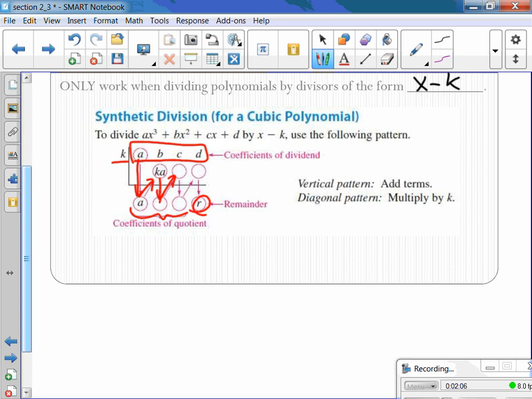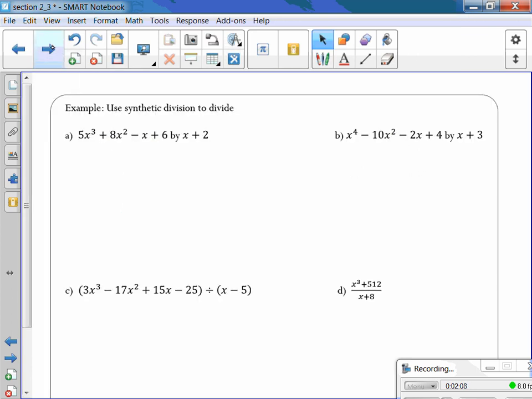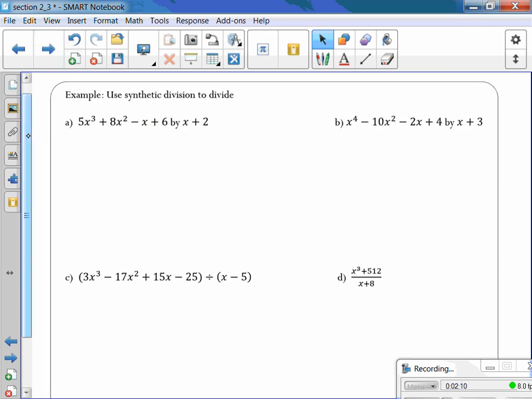So what does this look like? Well, here we want to use synthetic division to divide 5x cubed plus 8x squared minus x plus 6, all divided by x plus 2. So we can use synthetic division since it is in the form x minus k. Again, my x plus 2 is just x minus a negative 2.